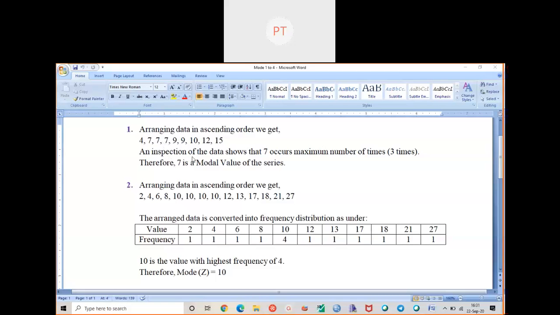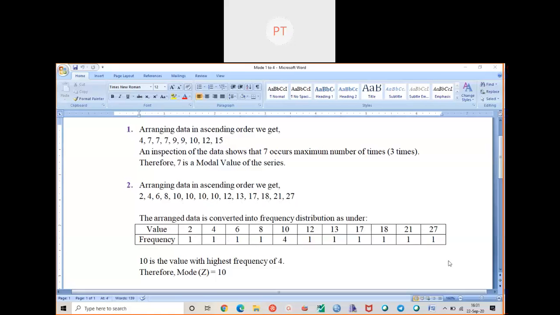Now similarly, question number 2 is quite similar to question number 1, but the data that has been provided is first arranged in ascending order, and then it was converted into a frequency distribution. Converting the data into a frequency distribution is very simple. Just write the data like you can see here: 2, 4, 6, 8. After that we will write 10, then 12, 13, 17, 18, 21, and 27.